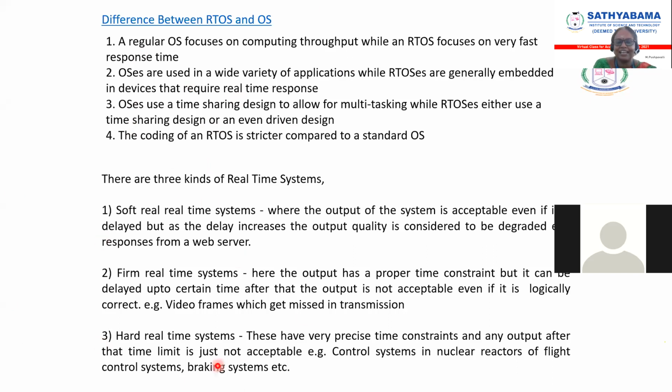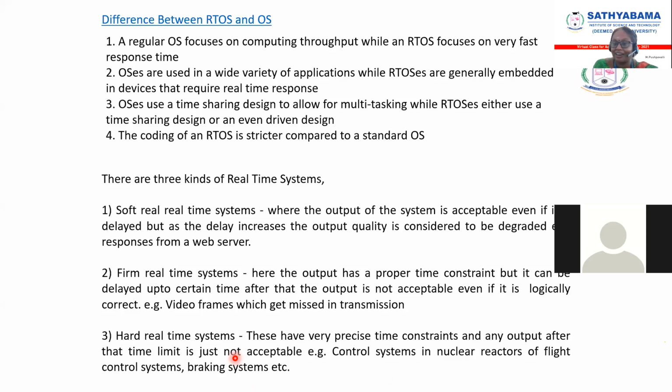And these are the three types I told you: software and hardware real time systems. Software, I told you, responses from a web server, and hardware, I told you, some braking systems, nuclear reactors, flight control systems. We all know we are competing with China by our Rafale aircraft and all.